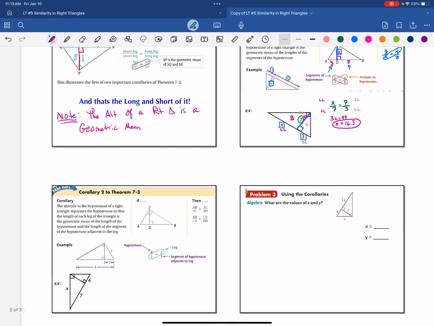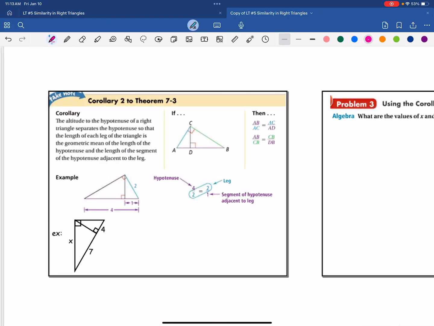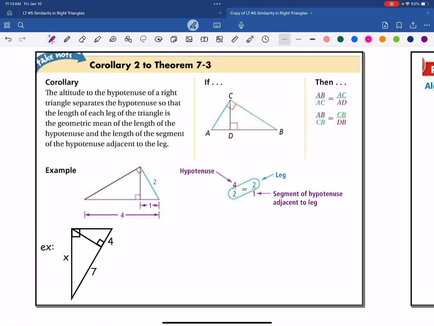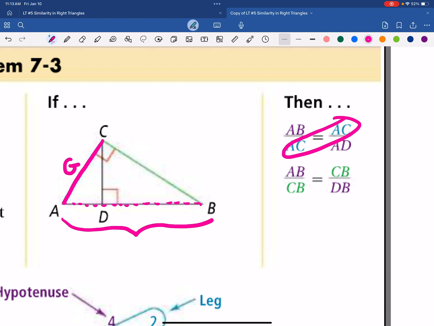We'll practice that. That says that the altitude is the geometric mean between the 2 parts of the hypotenuse. The second corollary says this. It says that this AC would be the geometric mean between AB, which is this entire hypotenuse. So I'm going to call this G for geometric mean, between AB, which I'm going to call X, and AD, which I'm going to call Y.